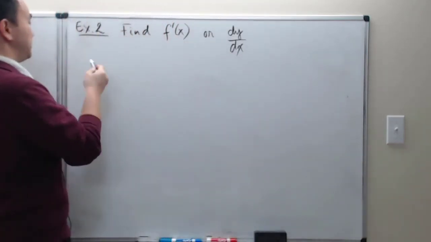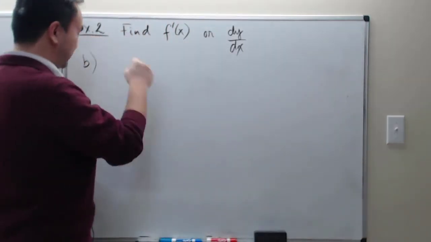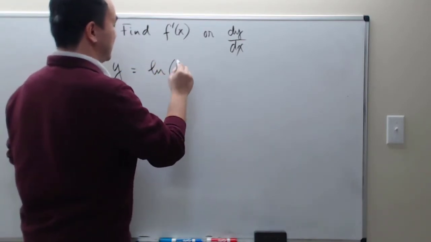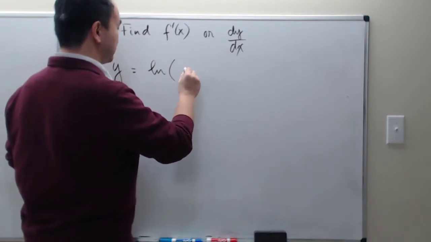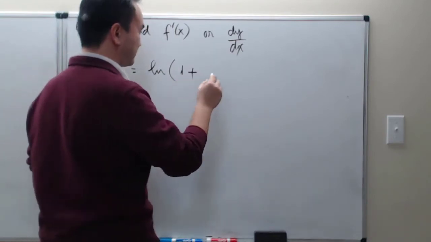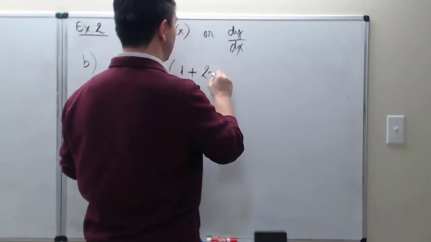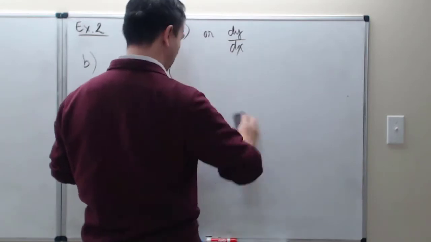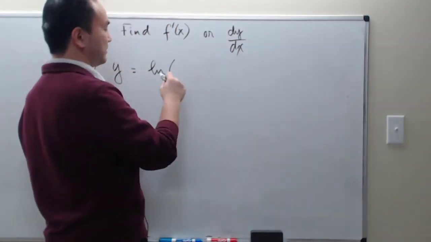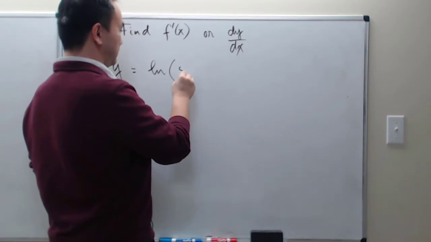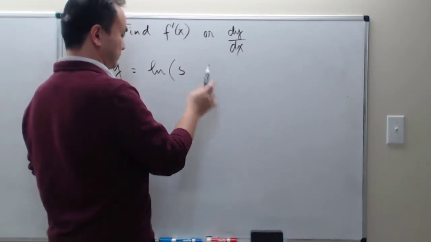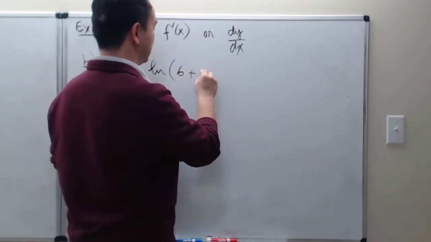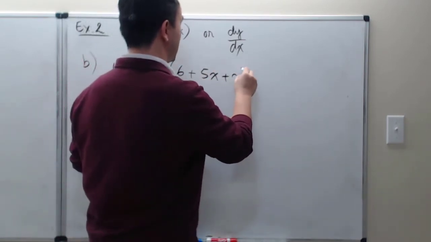All right, so part B of our example. So how about y equals natural log of, how about 1 plus 2x, that is not a good one. Actually, I changed my mind a little bit. Sorry about that. How about 6 plus 5x plus x squared.